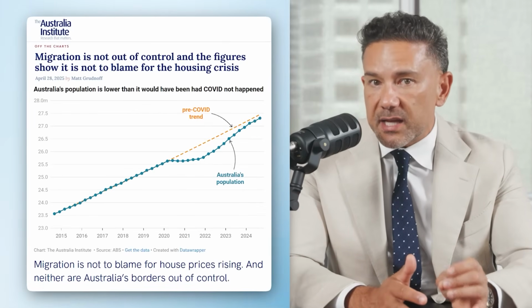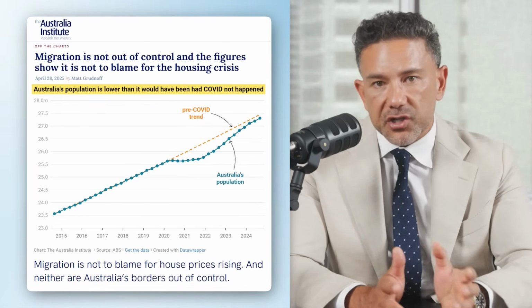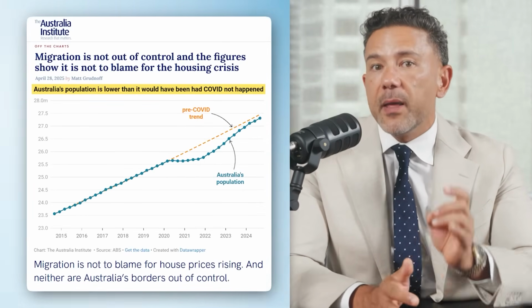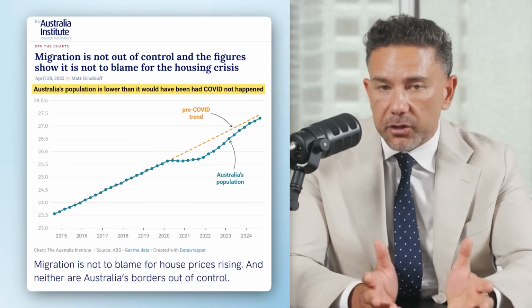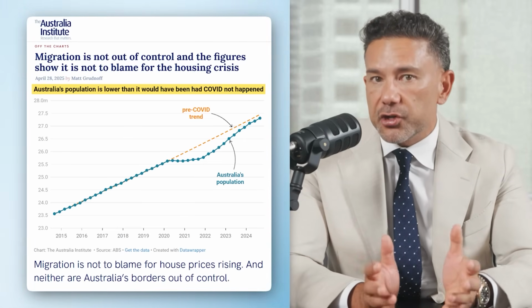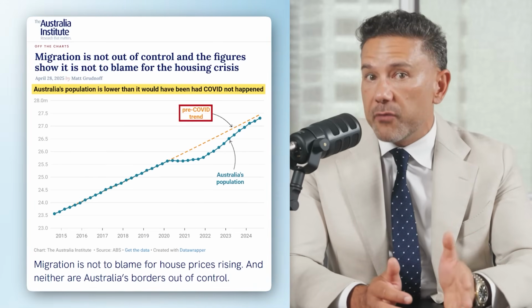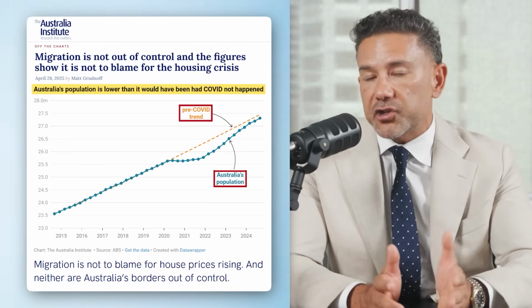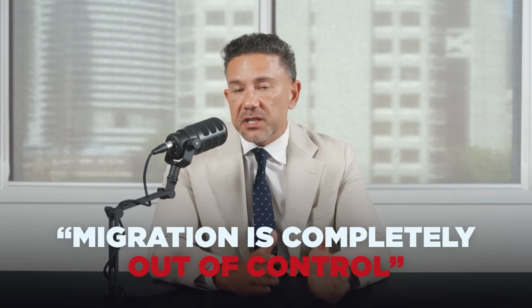And to take it one step further, the Australia Institute has done modelling that says Australia's population today is actually lower than what it would have been without COVID. That's what the chart is showing. The orange line is the pre-COVID trend. The blue line is where we actually are. And part of that is because natural increase also softened after COVID as well. So when people say migration is completely out of control, the full context is it spiked, it normalized, and the long run population line isn't as dramatic as people think, which brings us to the next part.